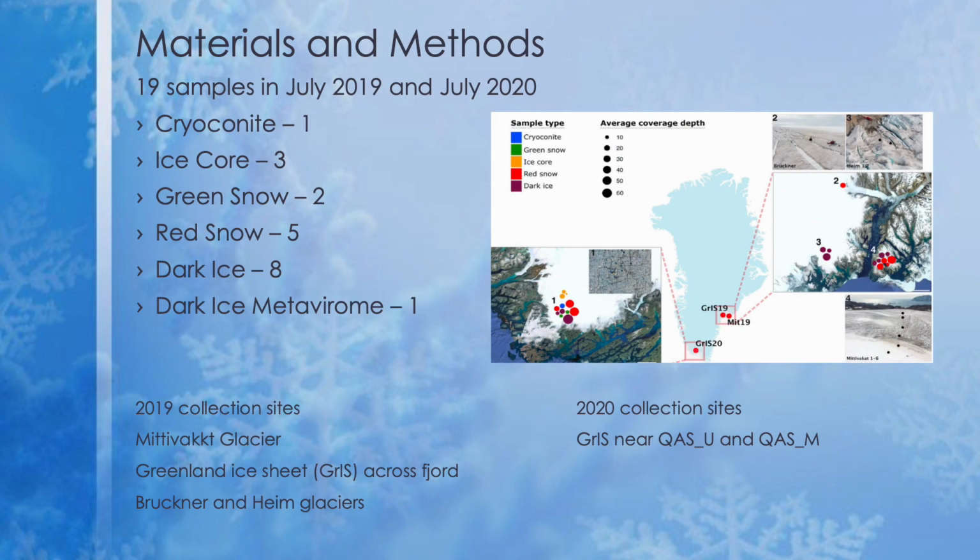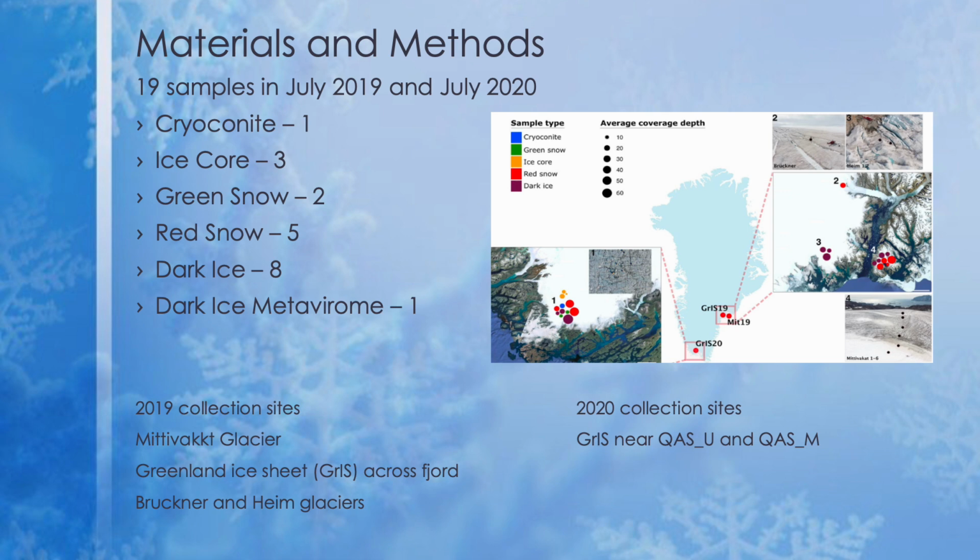So a little about where these samples were obtained. During 2 fieldwork campaigns in July 2019 and July 2020, 19 samples were obtained from the Greenland ice sheet. 1 sample was collected from cryoconite. 3 samples were ice core samples. 2 samples were collected from green snow. 5 samples were collected from red snow. And 8 samples were collected from dark ice.